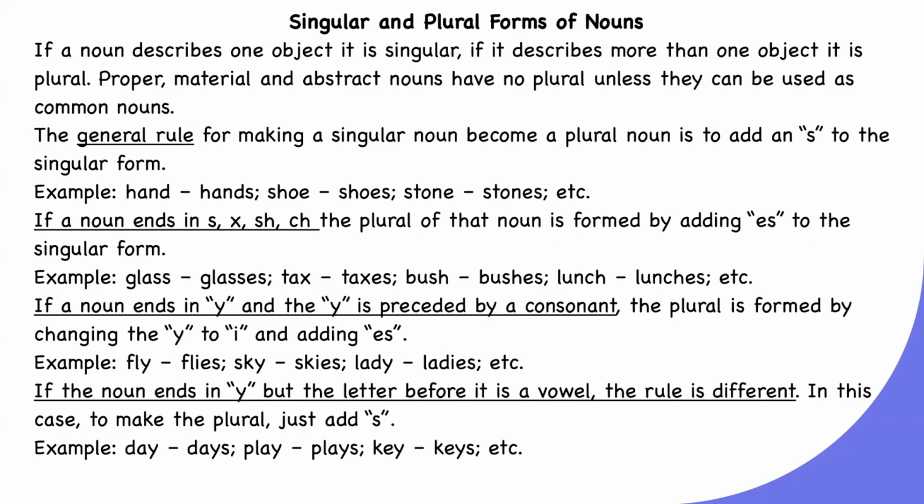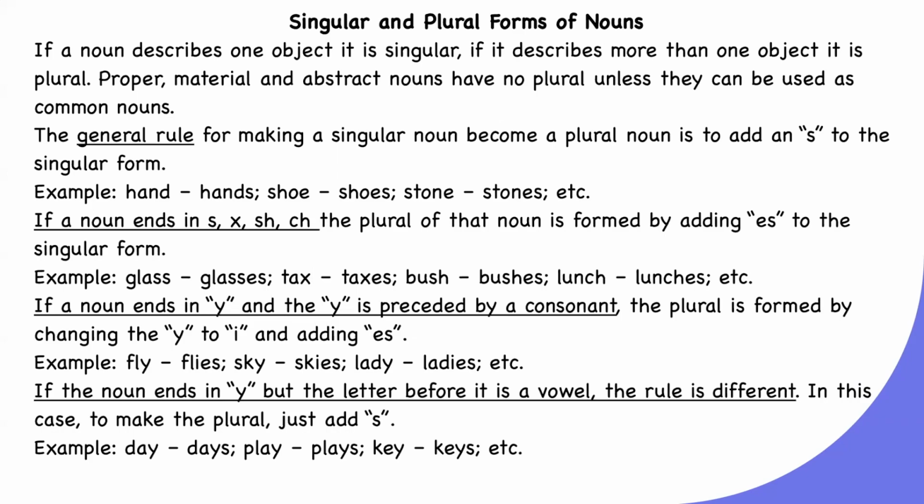Singular and plural forms of nouns. Now, this is really important for spelling when you're doing your writing of essays. If a noun describes one object, it is singular. If it describes more than one object, it's plural. Proper, material, and abstract nouns have no plural unless they can be used as common nouns.